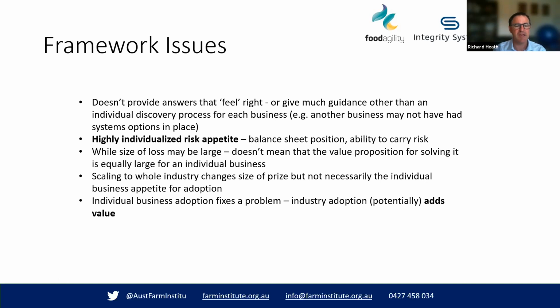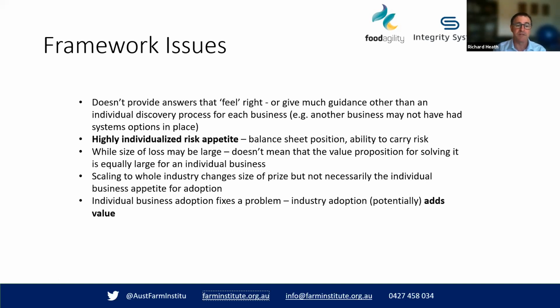So that then gets immediately to what is, for every business, a highly individualized risk appetite related to their balance sheet position or their ability to carry risk. This particular enterprise had a very strong balance sheet, even though it was a very significant loss. They assessed the chances of it happening again, their ability essentially to self-insure against that sort of loss. And they were basically making the decision that they could carry that risk.